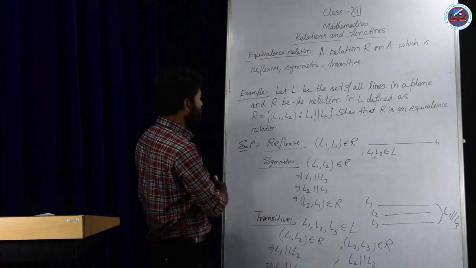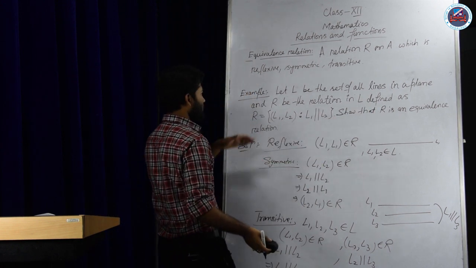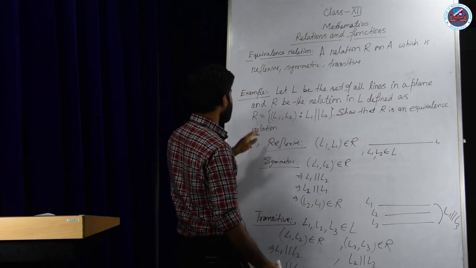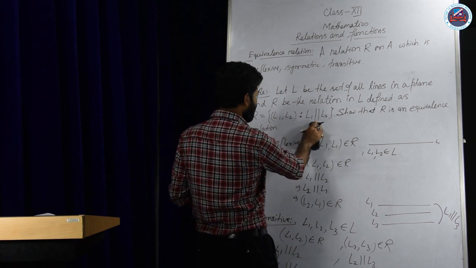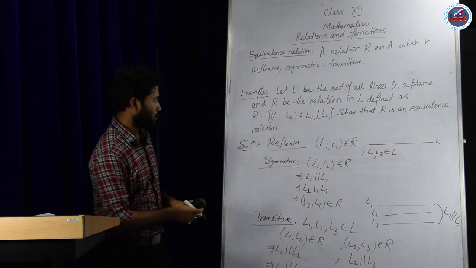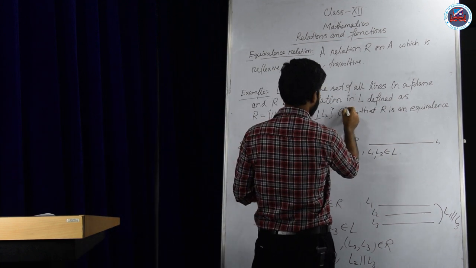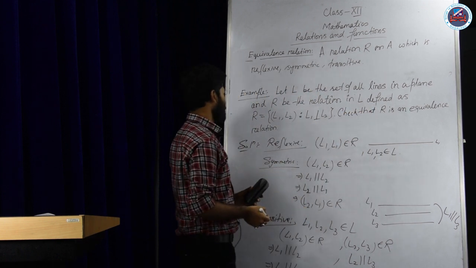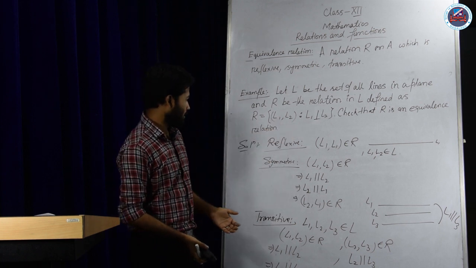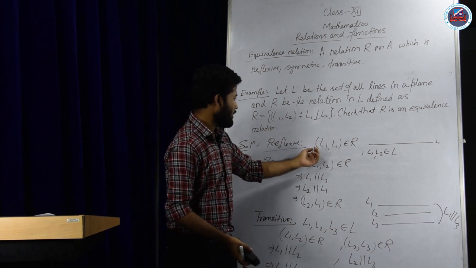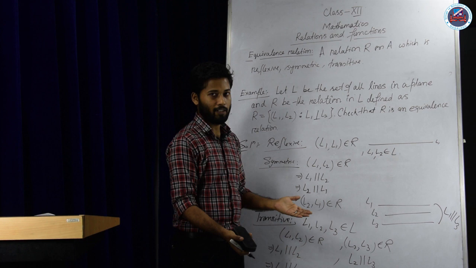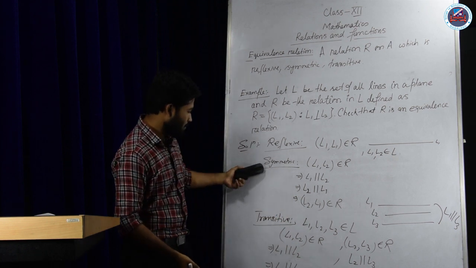So there is a task for you. Let the example be the same. Let L be the set of all lines in a plane and R be the relation in L defined as R = {(L1, L2)}. Now if I replace parallel by perpendicular, will it be an equivalence relation? So my question will be, check that R is an equivalence relation. Please try to do it and use these properties: take two lines L1 and L2, and check whether the same line is perpendicular to itself or not. Definitely no. Similarly, check the symmetry and transitivity.